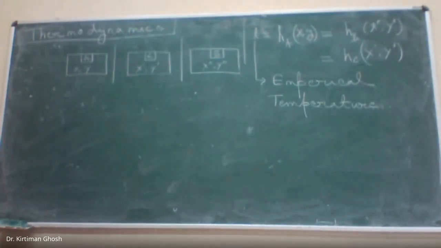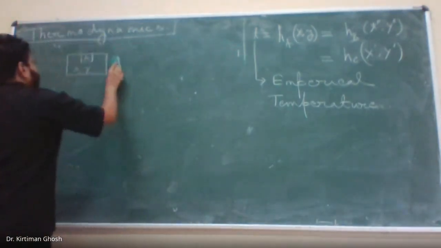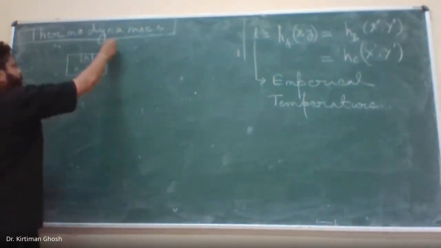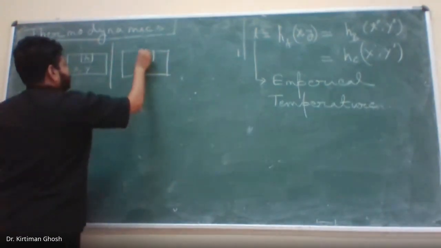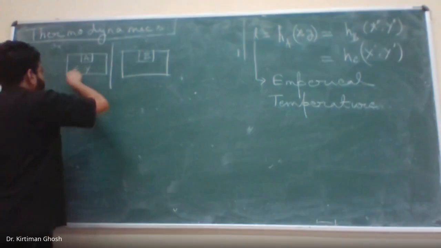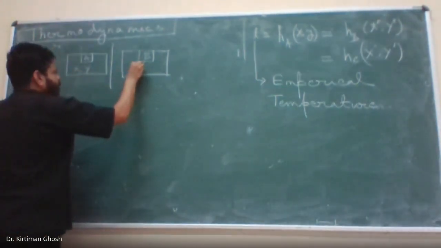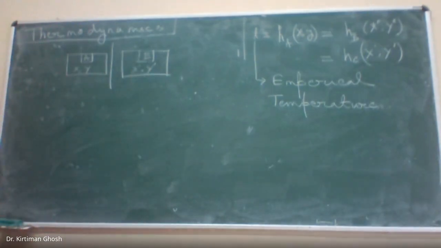Let us, in this example, do one more thing. Let us make our conception a little more clear. Let us assume that I have two systems, A and B, which are in thermal contact. System A is specified by thermodynamic coordinates x and y, and system B is specified by thermodynamic coordinates x prime and y prime. They are in thermal contact. They are in thermal equilibrium.